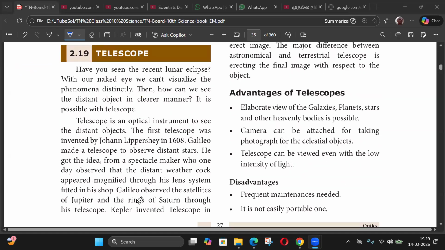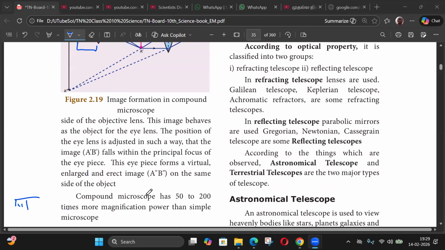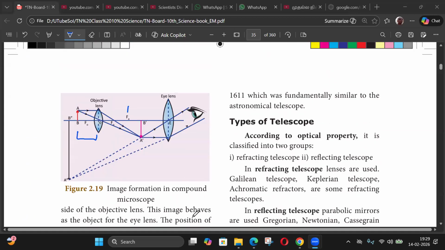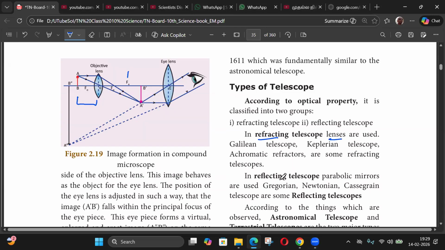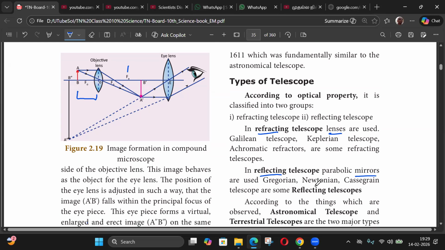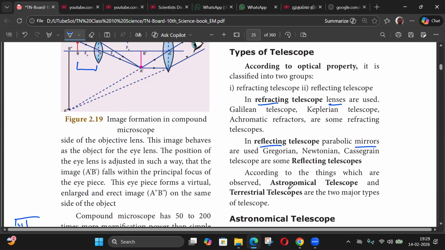First, the Kepler telescope is also theoretical only. Refracting telescope means you just use lenses, so obviously lens will be there. Reflecting means a mirror will be there. Astronomical telescope. Even a terrestrial one, terrestrial means Earth, but to see a far away object like a binocular, you need that, and that's called a telescope.